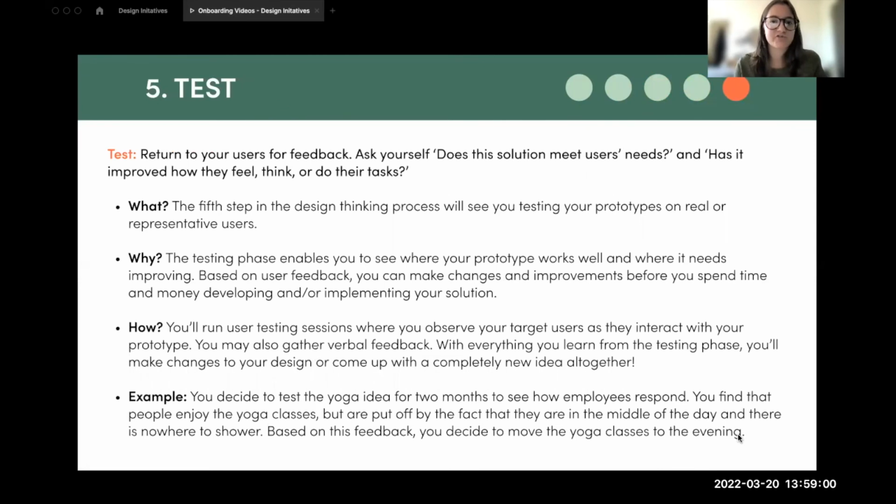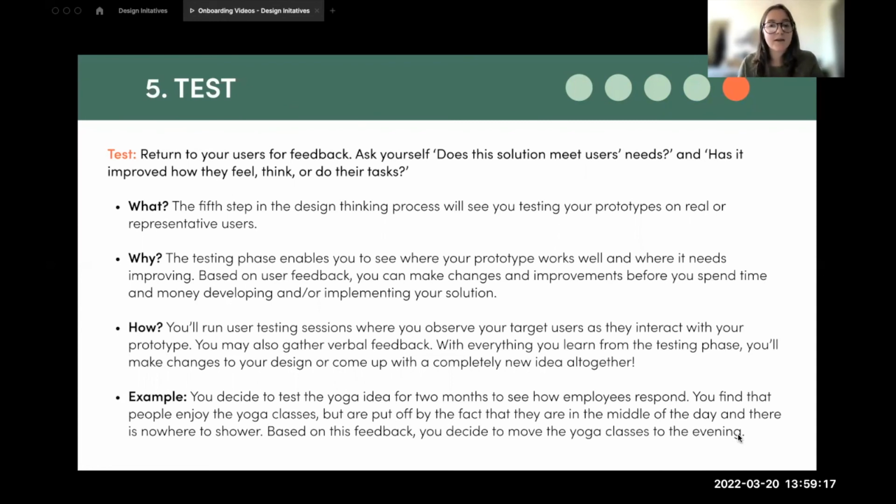Return to your users for feedback. Ask yourself, does the solution meet users' needs, and has it improved how they feel, think, and do their tasks? Here, you'll be testing your prototypes on real or representative users, and the testing phase allows you to see where your prototype works well and where it needs improving.